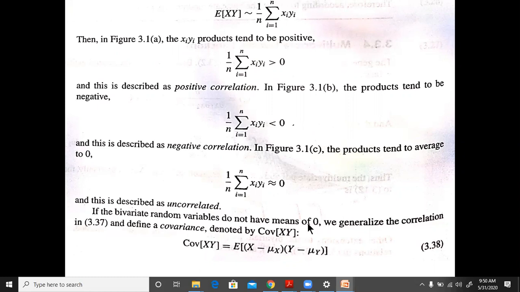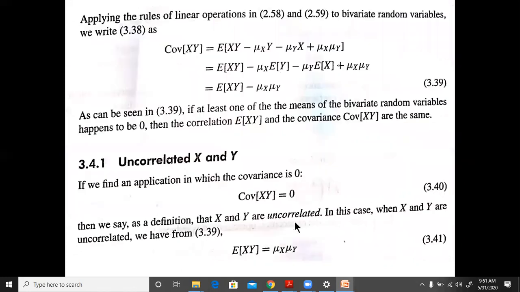So if the mean is not 0, then we write the covariance. If the mean is 0, yes, you can always say that this is equal to uncorrelated. So in the case when the mean exists, we generalize the correlation in 3.37, which we have mentioned earlier, to the covariance, and at that time the covariance of XY is equal to E of (X minus mu x)(Y minus mu y). So if mu x and mu y both turn out to be 0, covariance and correlation will both be the same.